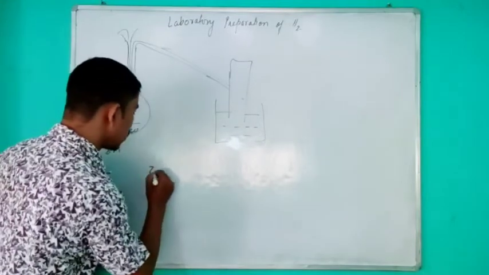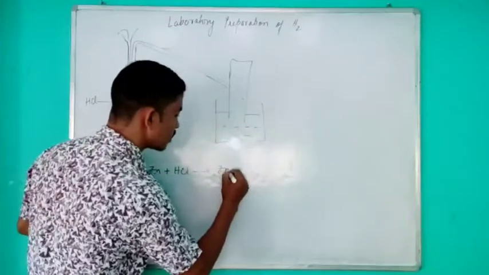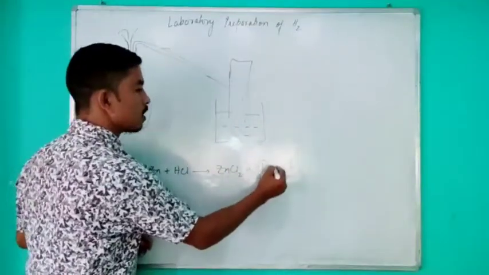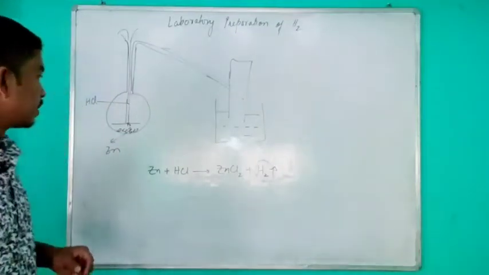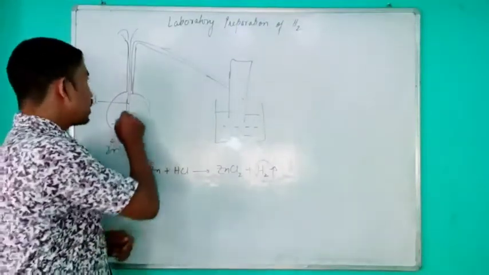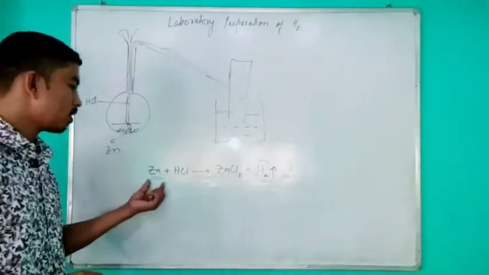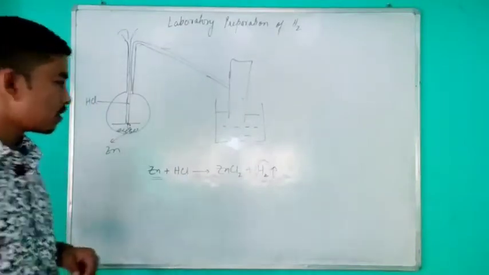So the reaction is, when the zinc granule is treated with HCl, it gives zinc chloride, ZnCl2, plus the hydrogen gas. This is how hydrogen is produced in the lab. But when hydrogen gas is prepared in the lab with the help of zinc granules, it contains a lot of impurities. That is the advantage as well as the disadvantage.